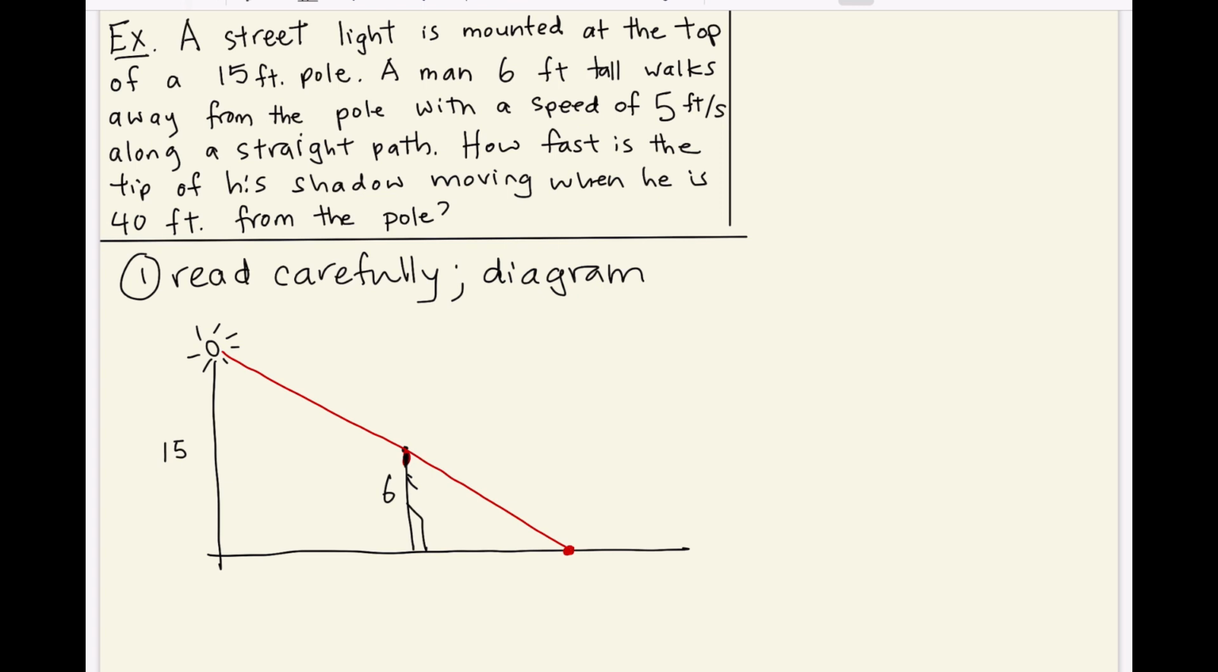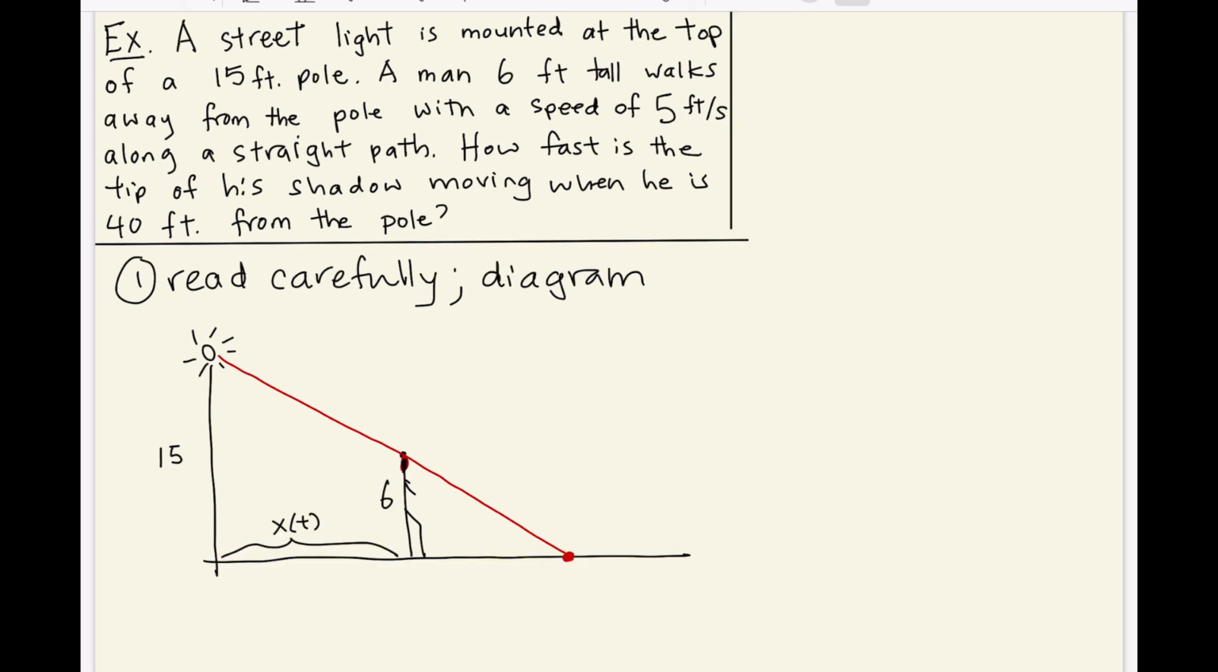So the man is walking at a speed of 5 feet per second. So this is the rate of change, or the derivative, of this distance right here. I'm going to give this quantity a name. I'm just going to call it x of t, and that's the distance the man traveled at time t. Now the tip of the shadow, much like the man, is also moving, right? And so the rate of change of the tip is the rate of change of the distance the tip has traveled. And this larger distance, I'm going to call y of t, okay?